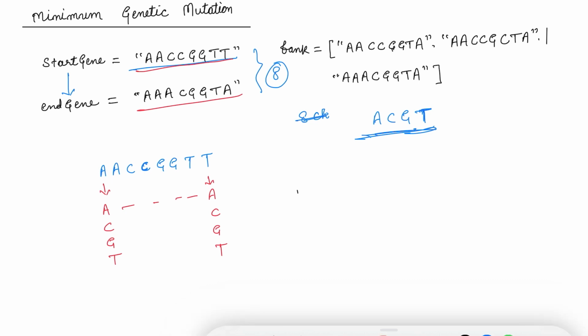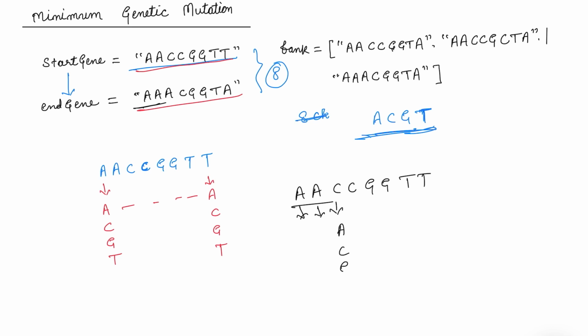So we can check here how. Let's see AACCGGTT. Our end gene's first two A's are the same, so just leave these. We can check after mutation, but see here, there is no need to check the first two A's. Then C to A, so this will be mutated, and it can be mutated to A, C, G, and T, all. But here we are saying that in one step there can be only one mutation. That means only one character can be changed in one mutation.